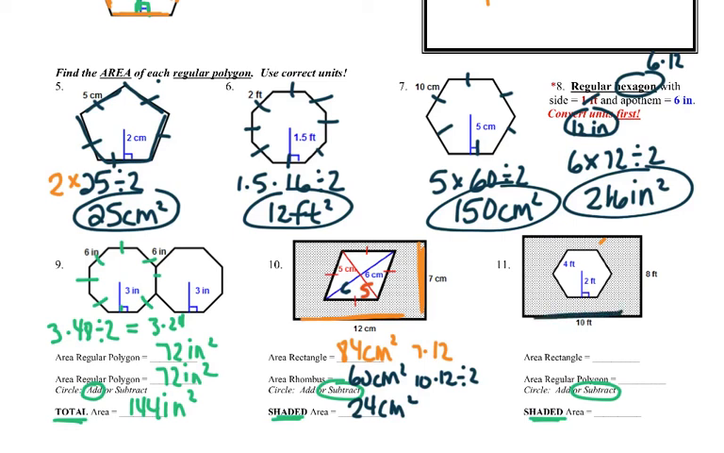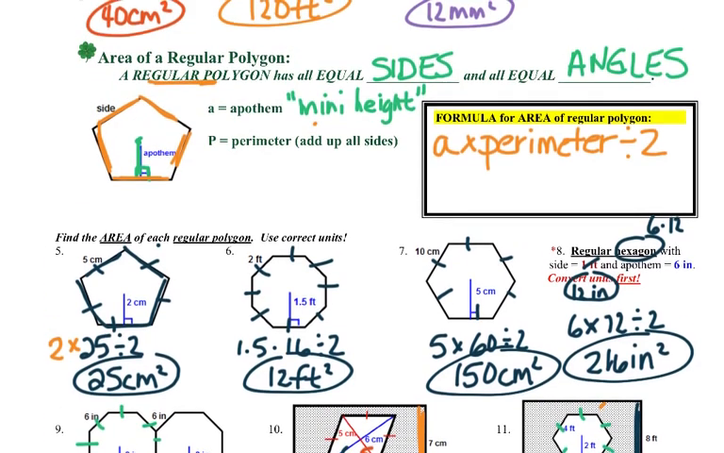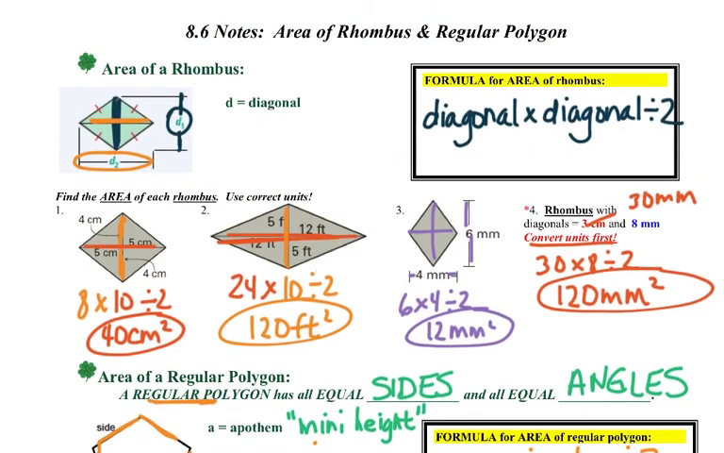Last one. Base times height is 80 feet squared. Mini height times perimeter divided by 2 is going to be 2 times 1, 2, 3, 4, 5, 6 times 4 is 24 divided by 2, which turns out to be 24. And don't forget your units on these little pieces of the puzzle. If I subtract those two, I get 56 feet squared. So on a real quiz or test, I'm going to give points for each of those answers, so you want to make sure you have those correct with the correct units. So there's area of a regular polygon and area of a rhombus.